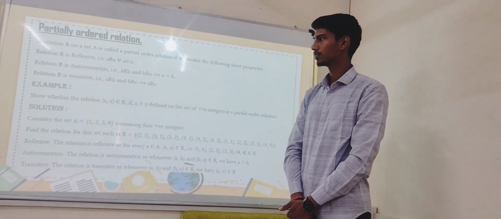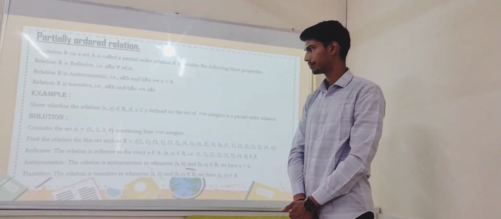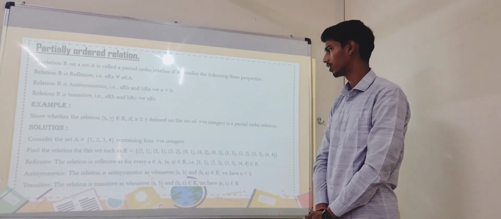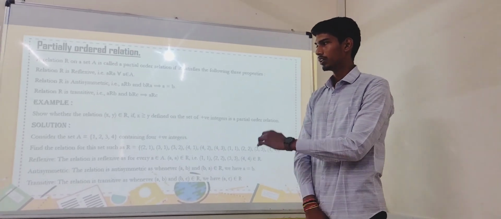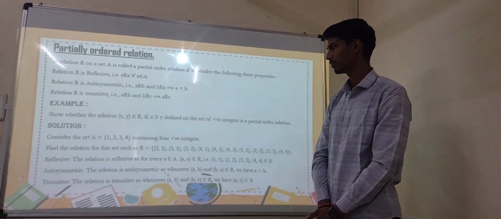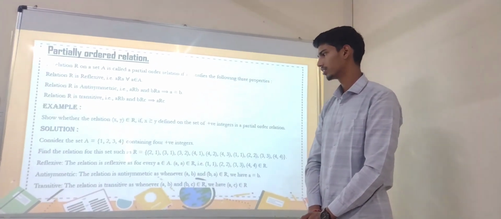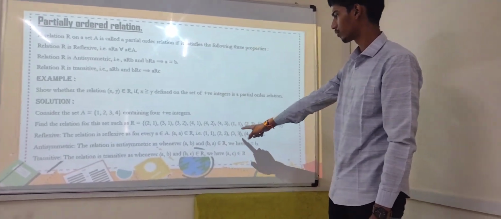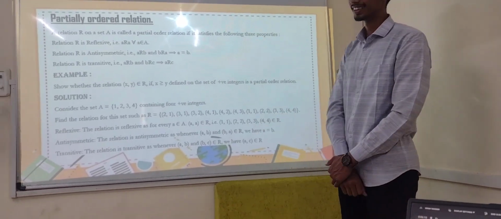Let's take an example. Show whether the relation (x, y) belongs to R if x is greater than or equal to y defined on the set of positive integers is a partially ordered relation. Solution. Consider the set A = {1, 2, 3, 4} containing 4 positive integers. Find the relation for this set such as R = {(2,1), (3,1), (3,2), (4,1), (4,2), (4,3), (1,1), (2,2), (3,3), (4,4)}.